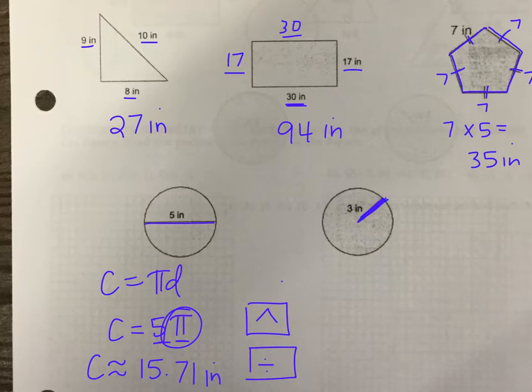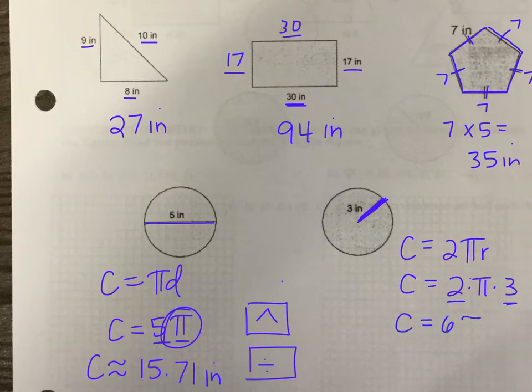On this one, I have a radius. I have half the circle. So I'm going to use the circumference is 2 pi r. So that would mean it's 2 times pi times 3. Well, I can put these together because they're like terms. So the exact answer is 6 pi. Now, if I want my approximate answer, it would be 18.85.